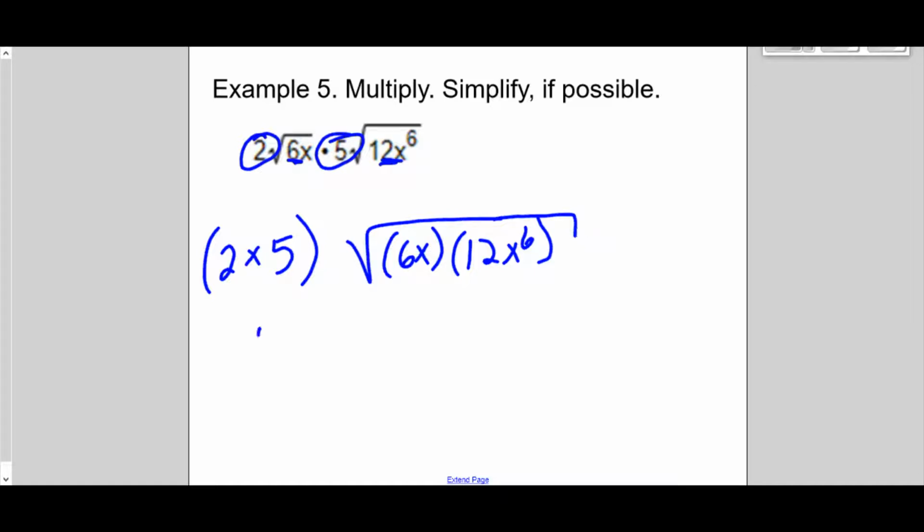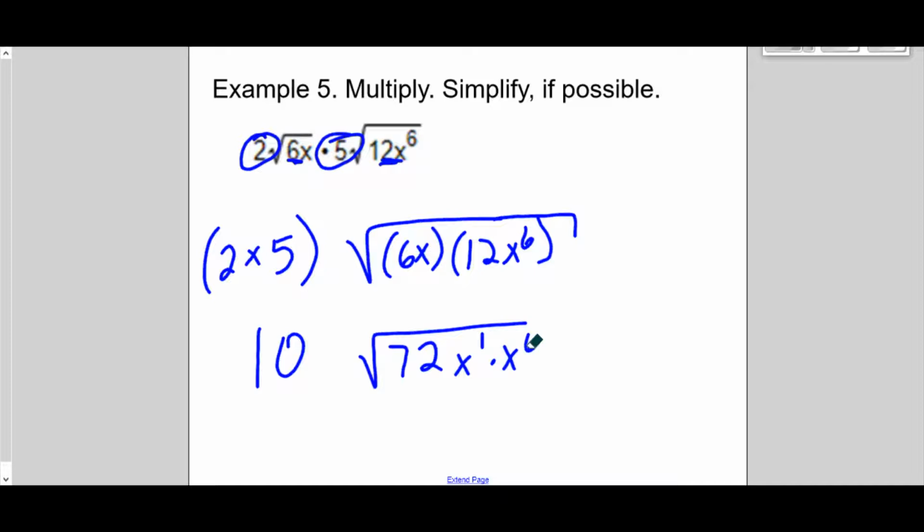Now, 2 times 5 gets you 10. I'm going to do 6 times 12. So 6 times 12 is 72. And then x to the first times x to the sixth. When I multiply, I'm just going to show it. X to the first times x to the sixth.